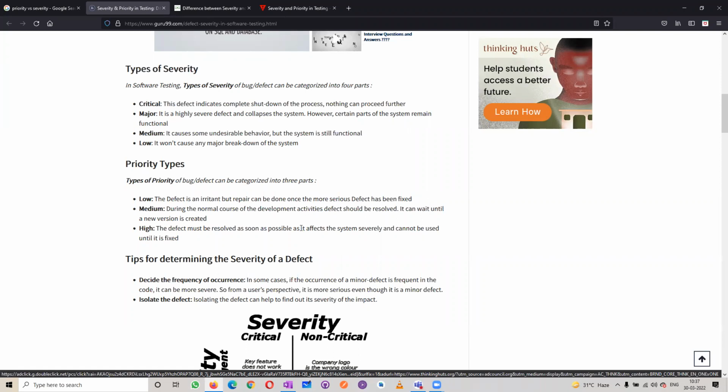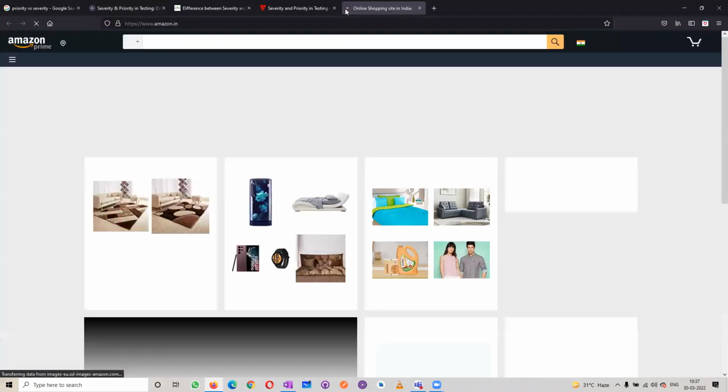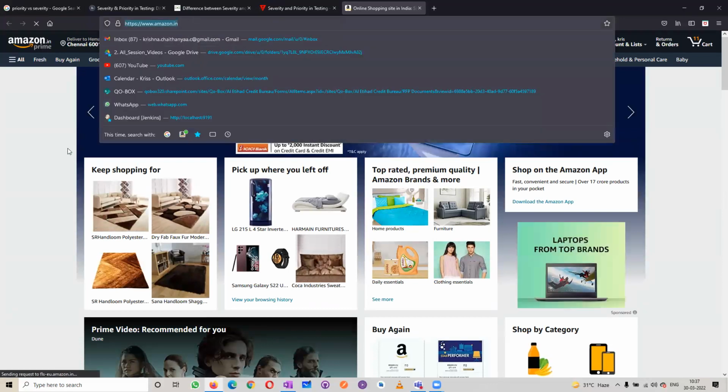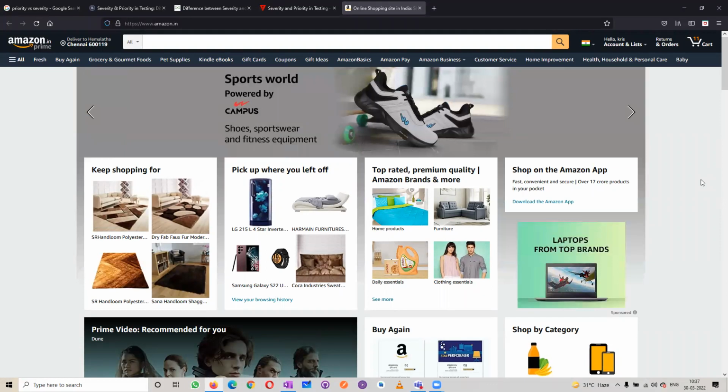So now the same classification, high, medium, low. When the priority is high, this is a showstopper. Without this, you can't proceed further. And this will affect the system severely. And you can't move further without fixing this one. Example, I'm going to test Amazon. When I'm going to test this particular Amazon, I just click the URL. I'm not able to navigate to this page. Here I'm seeing 402, 401 or some 5XX errors or 4XX errors.